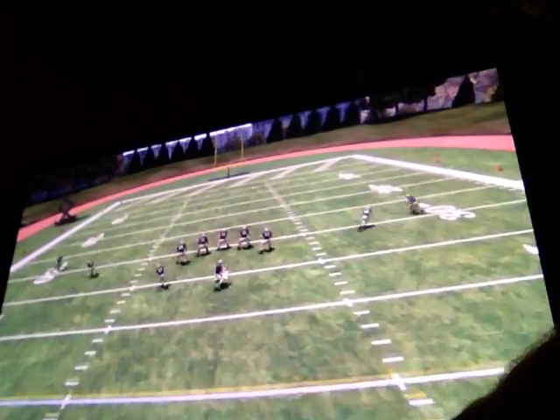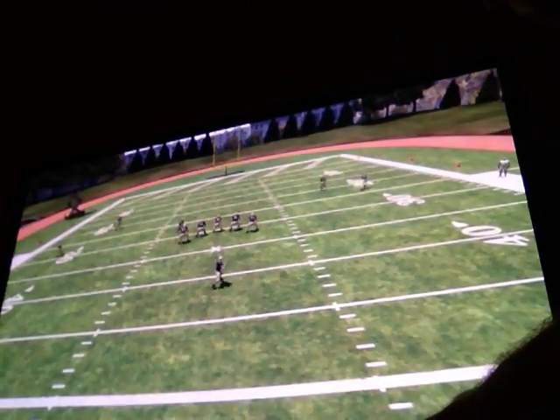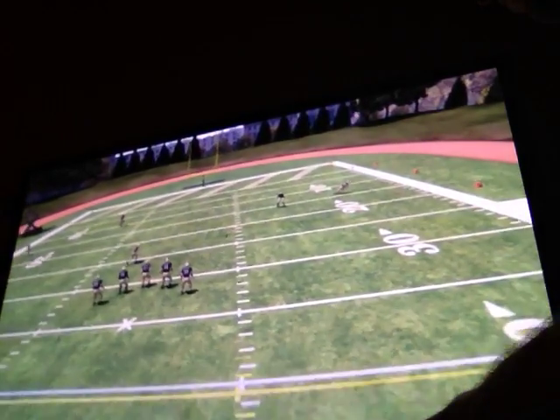Again, what we have is these 2 players are going to switch. Number 1 is going to come inside. Number 2 is going to release and get to the outside. They're both going to hook up.